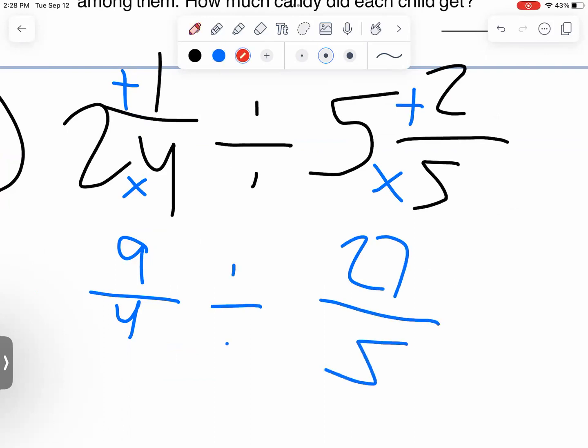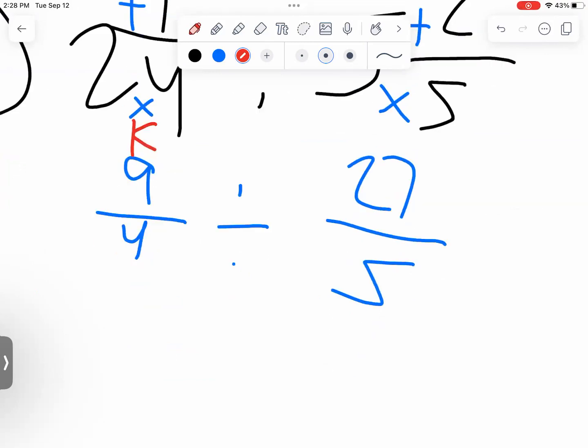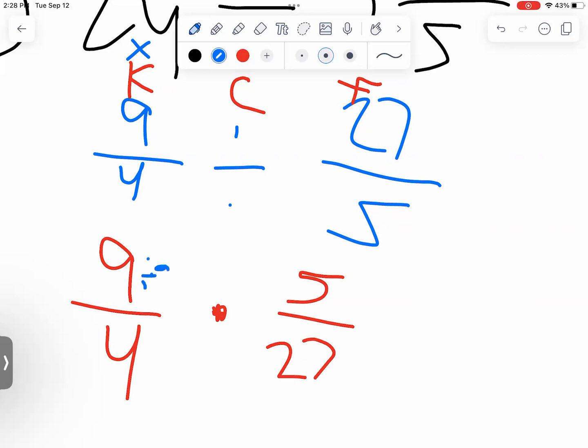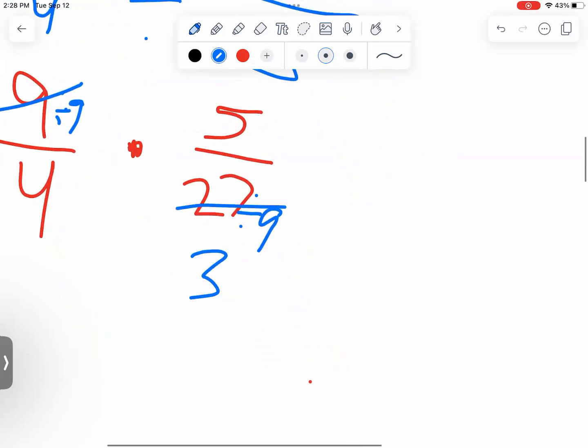Okay, now next step, we keep change flip. We keep 9/4. We change to multiplication. And then we flip or find the reciprocal of the second fraction. We'll make this one 5/27. Now you can multiply straight across, or you can simplify before you multiply, which I like to do. 9 divided by 9 is 1. 27 divided by 9 is 3.